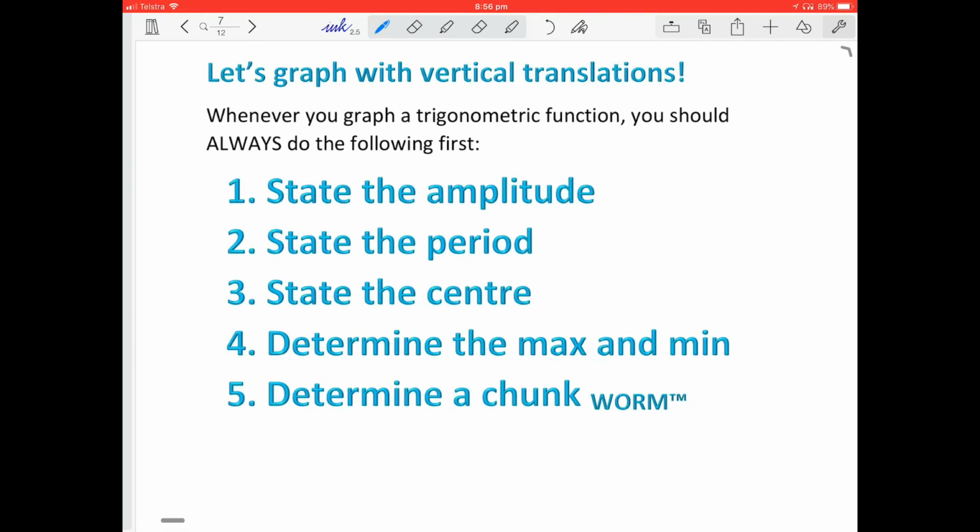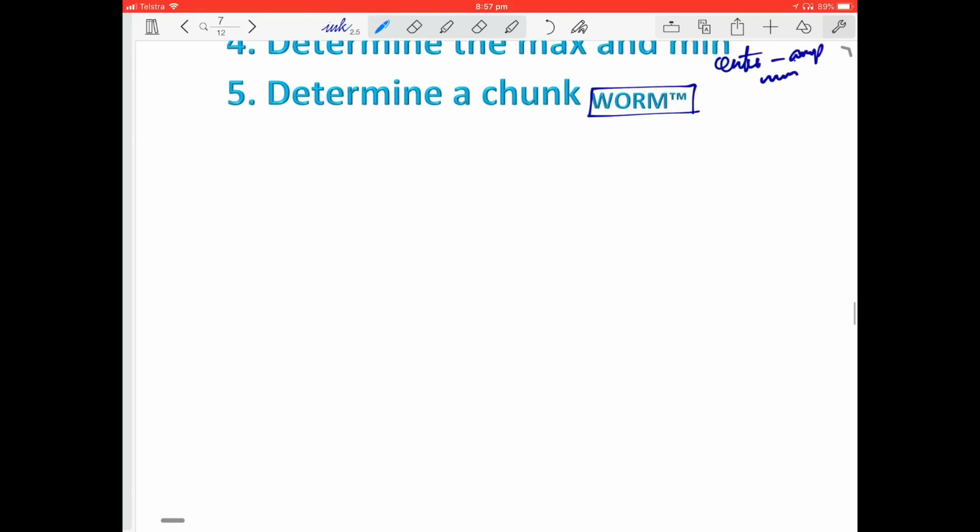Okay, so now let's have a graph with vertical translations. Whenever you graph a trig function, you should always state the following. State the amplitude, the period. Now we're going to add in state the center. Determine the max and min. So it's the center plus the amp for the max, and then it's the center minus the amp, and that gives you your min. Then determine a chunk.